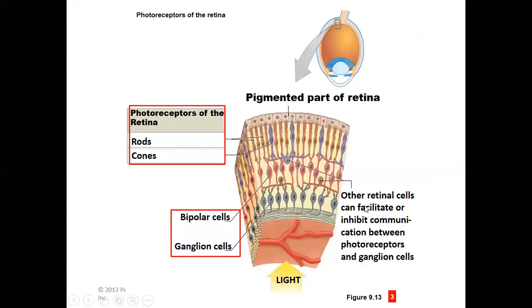Actually, I'm going to stay here really quickly because I want to point out one more thing. Light passes. So right here is the posterior cavity. Light passes through the neural portion of the retina and is absorbed by the pigmented portion of the retina, and that's what stimulates photoreceptors and activates them.